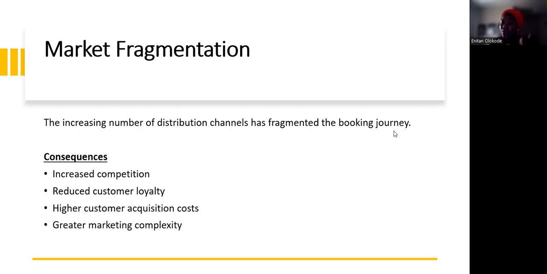It creates greater market complexity, because our guests, our customers, they tend to interact with multiple platforms before making a booking decision. And as a result, as organizations, we must maintain a consistent brand presence across our distribution channels, and also effectively manage our marketing resources.